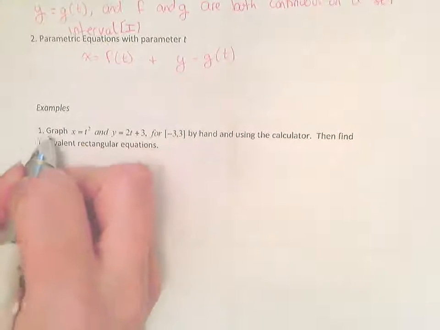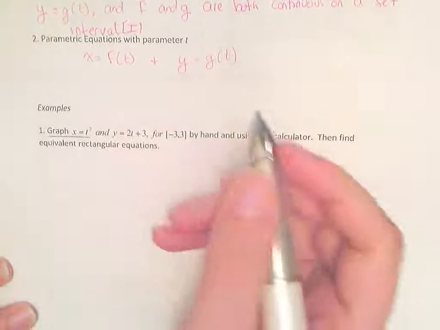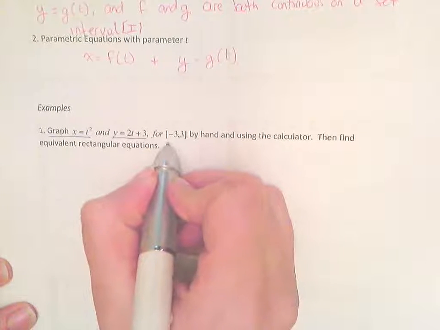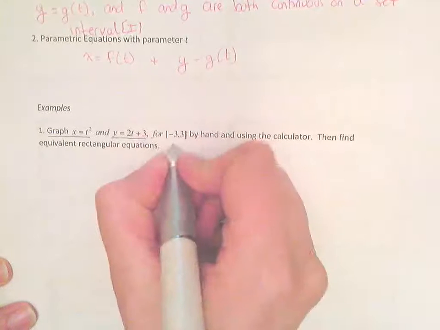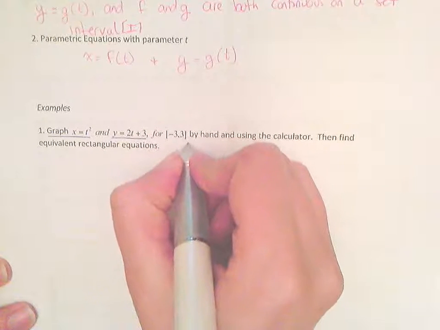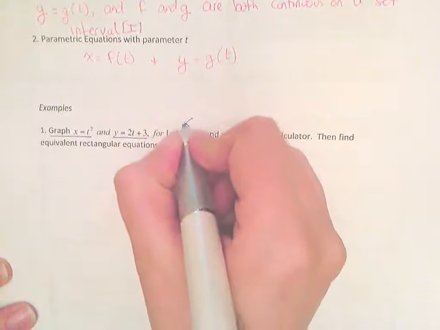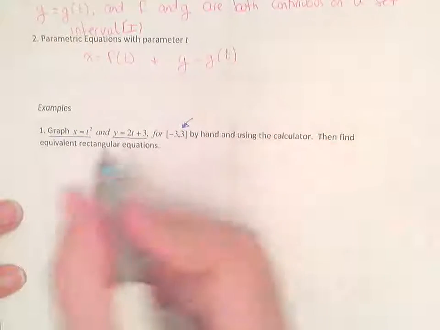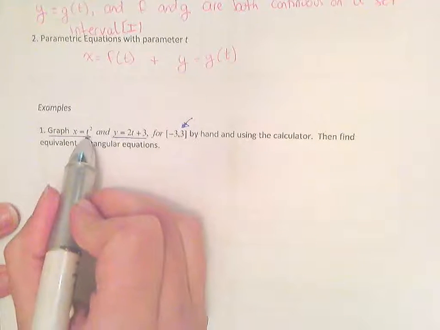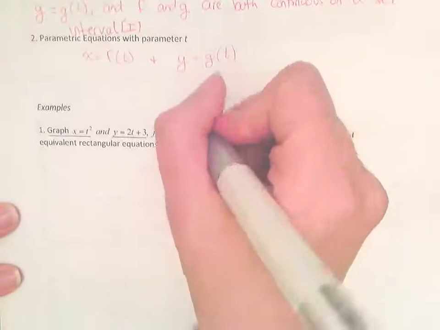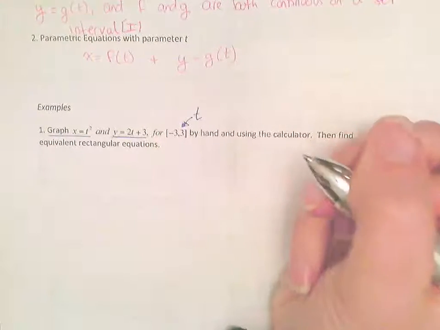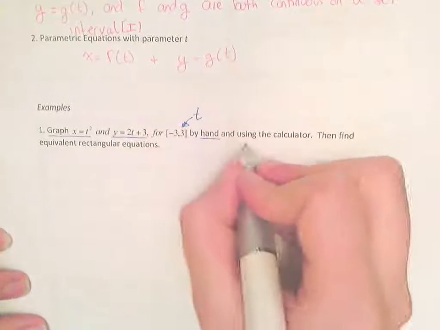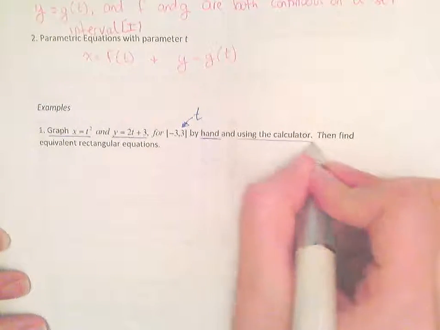Alright, so this says graph x equals t squared and y equals 2t plus 3 for negative 3, 3. So this right here, the negative 3, 3, is basically telling us what our input is in both of these equations. And you can obviously see that the input in both of these equations are the t's. So this is telling us the interval for t. Alright, so we're going to sketch this by hand and then check it by using a calculator.